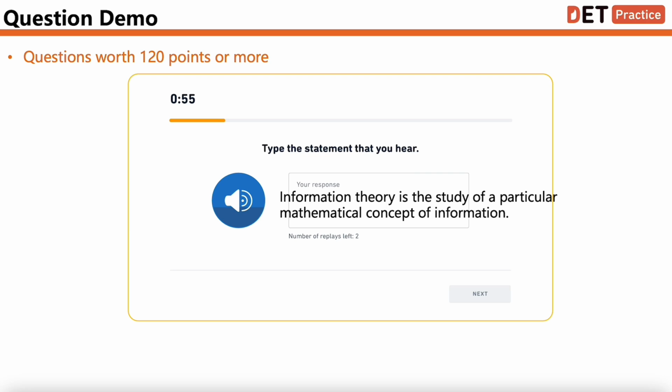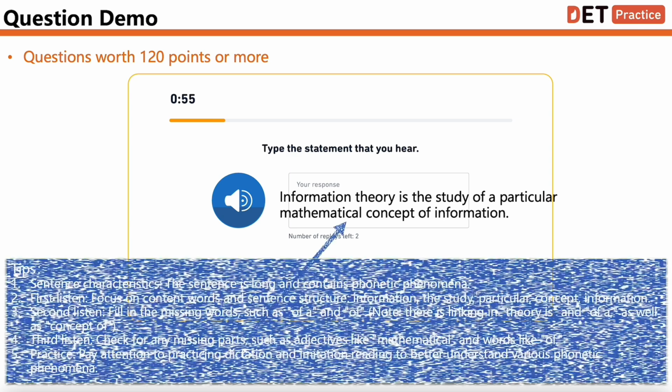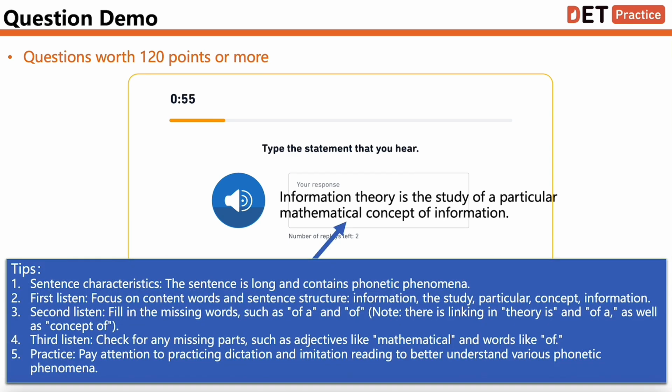The answer is: information theory is the study of a particular mathematical concept of information. Once again, pay attention to the advanced vocabulary, including information, particular, and mathematical. There's linking in theory of, of a, and concept of. Weak forms such as of, reducing to /əv/, are also present. Employ the same strategy. Write down the content words first, then go back and fill in the function words.